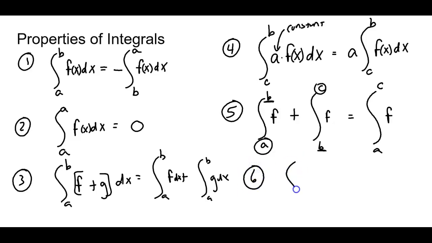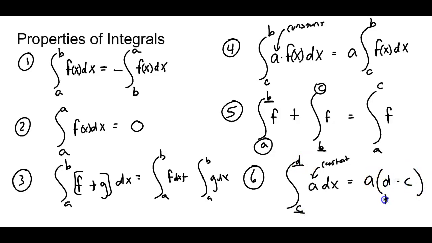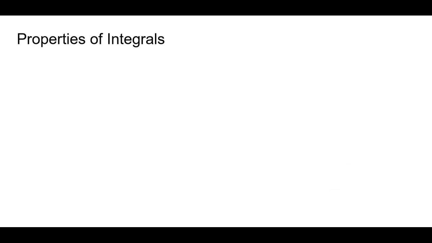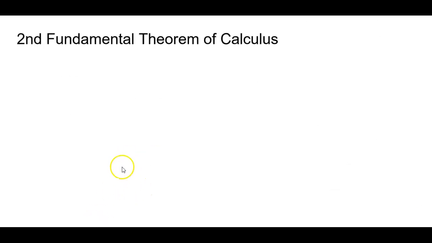The last thing is if you're integrating a constant. If there's just a number there and there's no letters, then basically this integral will be equal to A multiplied by this, the top minus bottom. The top limit minus the bottom limit. Okay? So those are our properties of integrals.